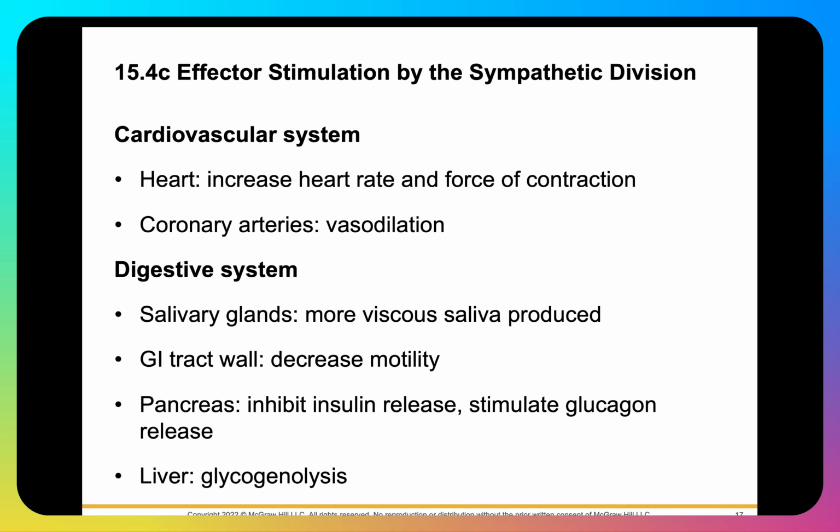If we look at the impact of the sympathetic nervous system on the digestive system, when we look at the GI tract wall, we'll find that there is a decrease in motility within the GI tract. If we look at the pancreas, this will be responsible for inhibiting the release of insulin, yet stimulate the release of glucagon. If we look at the liver, glycogenolysis, and that's basically breaking down glycogen to make glucose more available. If we look at the impact on the salivary glands, we're going to notice that the saliva produced will be more viscous or thicker.